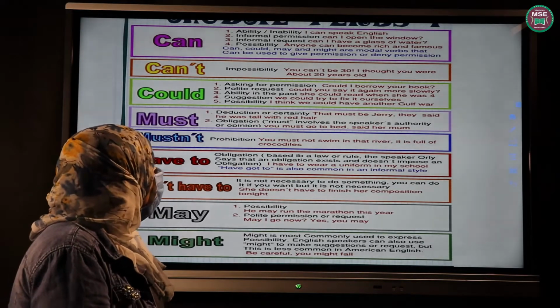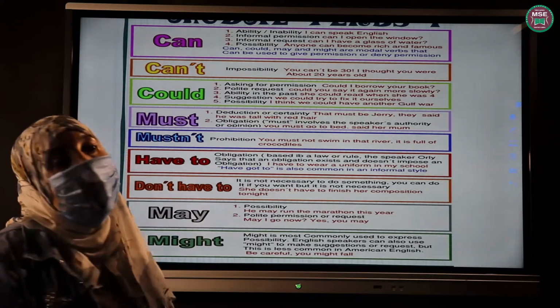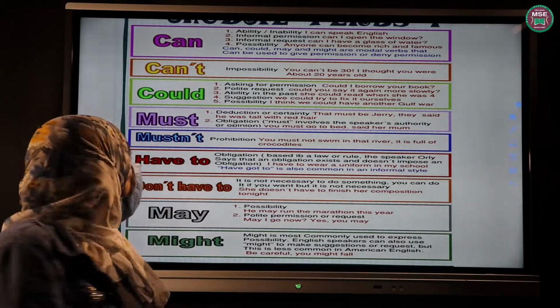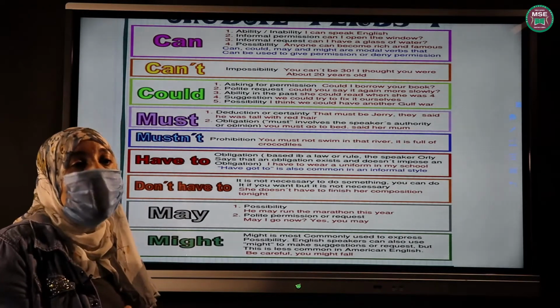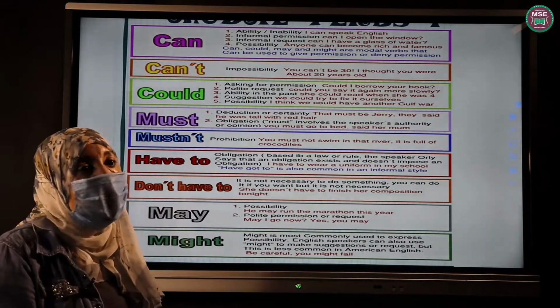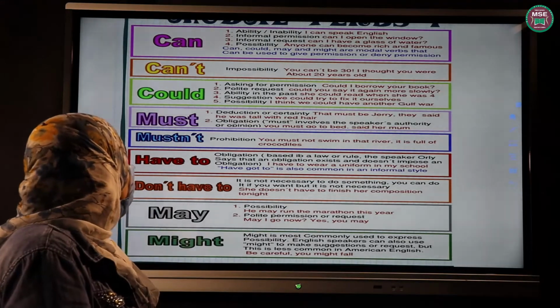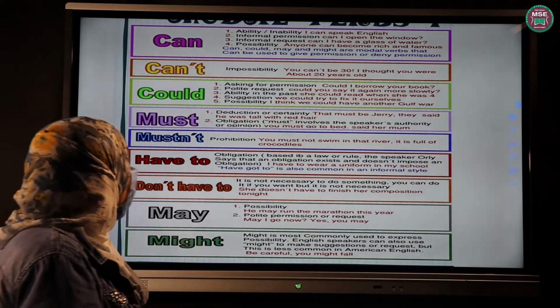Possibility, I think we could have another gap for. This is his thinking. He is thinking that it's kind of possibility that maybe we can have another word, and we hope not. Must. It's used for deduction or certainty.